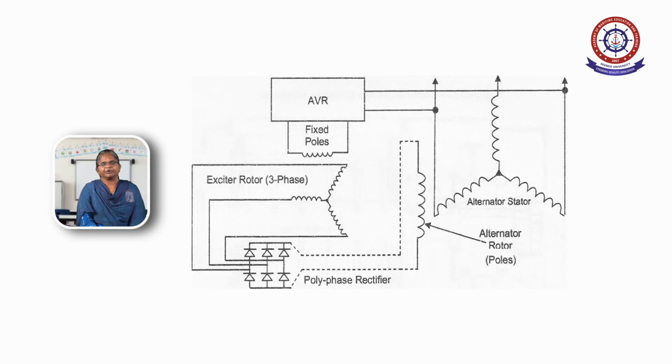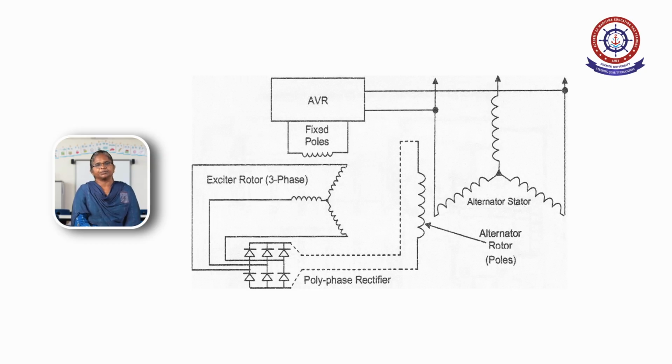This is a circuit diagram for a brushless alternator. The circuit diagram mainly consists of the main alternator and one more alternator. Actually the brushless alternator exciter is a small alternator which is kept inside the actual big alternator. The alternator, we know very well, produces the AC supply.